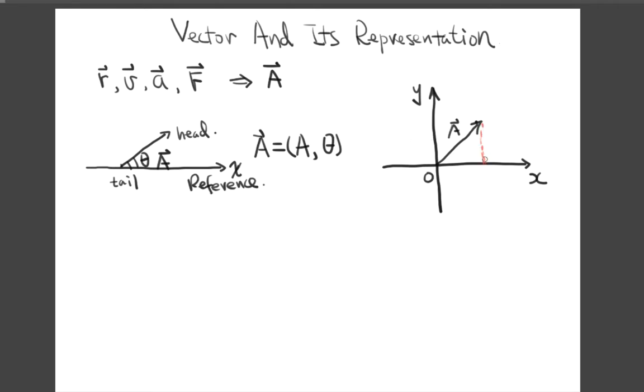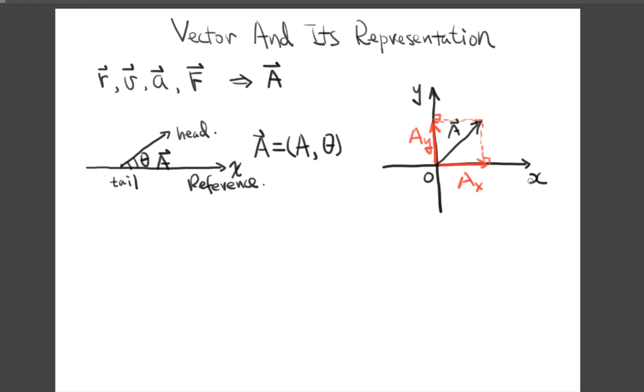So we draw a vertical line. And this component, this vector, is the x component of the vector A. Drawing another perpendicular line to the y-axis, then this component is the y component of the vector A.